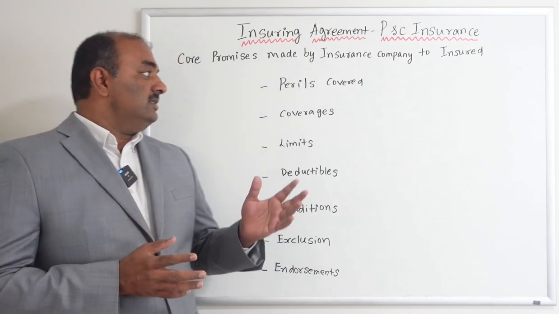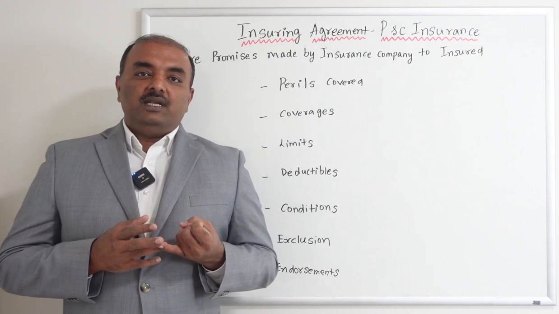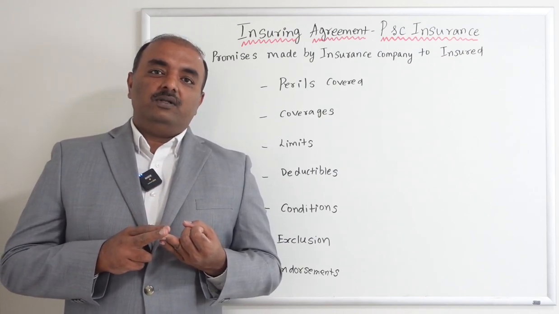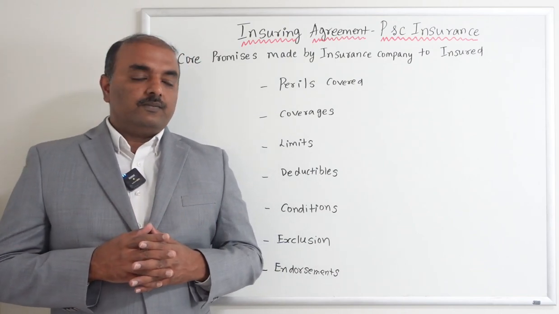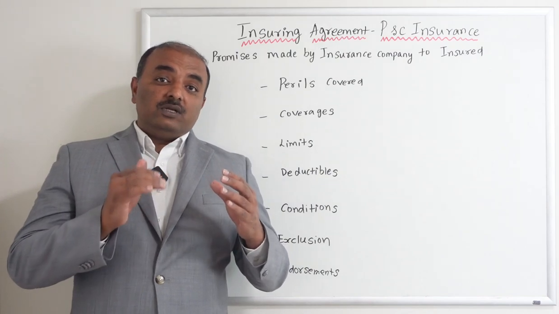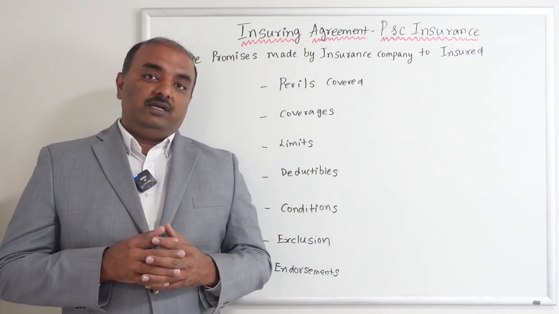The second element is coverages. As I told you, what kind of liability coverages you have, what kind of property coverages you have, all those things will be explained in a detailed manner. Limits, right? Overall limits, and limits for each individual coverage, will be very clearly given in the insuring agreement.